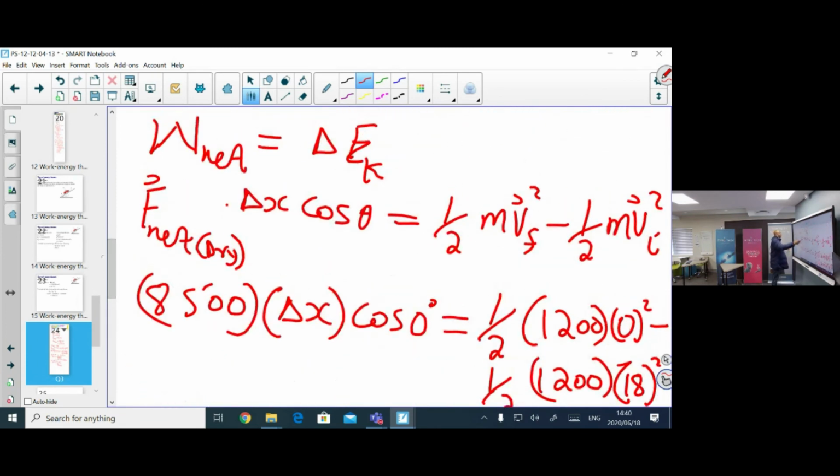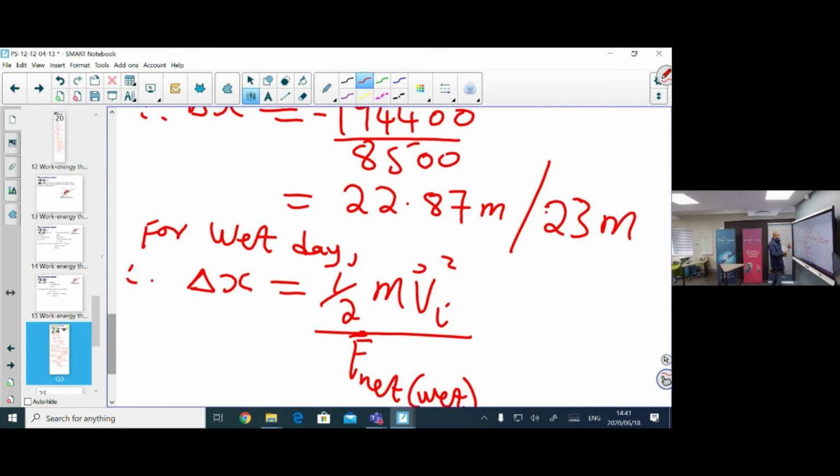It's from this formula, where you come across the work energy theorem. The W net is equal to change in kinetic energy. We have F net wet this time, not dry. Change in x cos theta is equal to half mv final squared minus half mv initial squared. Because the final velocity is equal to 0, we can't just copy everything. You just go straight and get minus half mv initial squared.